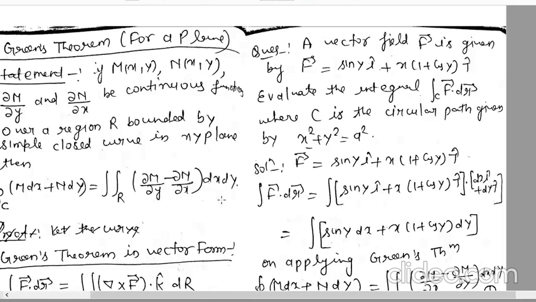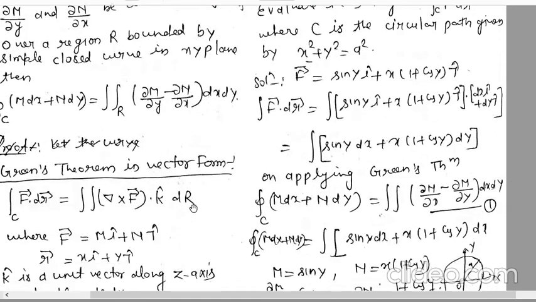So your Green's theorem goes from single integration to double integration. If you have a single integration, you can apply Green's theorem and convert it into a double integration, and if you have a double integration, you can convert it into a single integration by Green's theorem, but the condition must be satisfied. That means these conditions must be fulfilled. The proof is not in your syllabus, only applications are here.